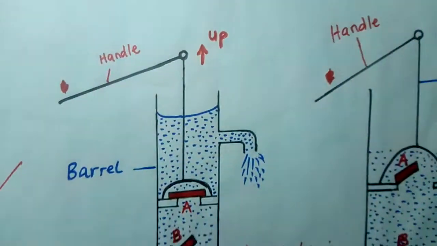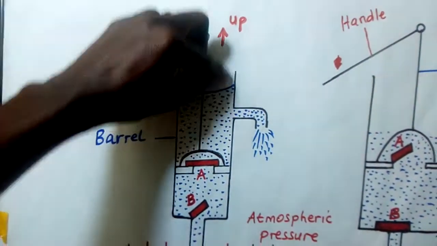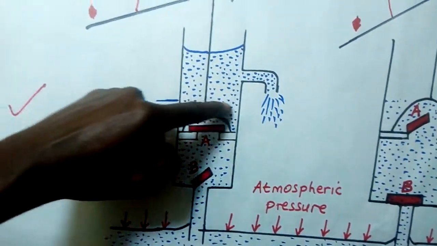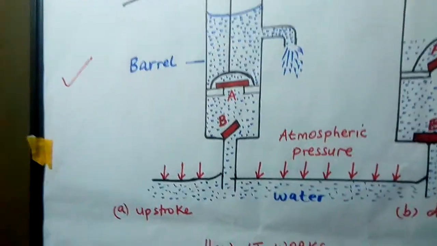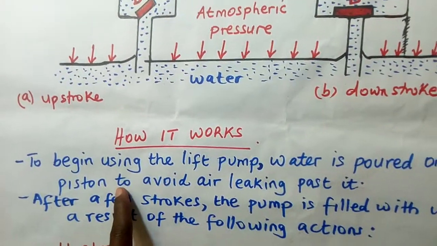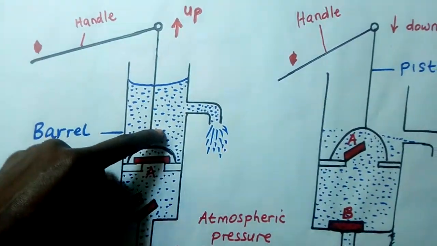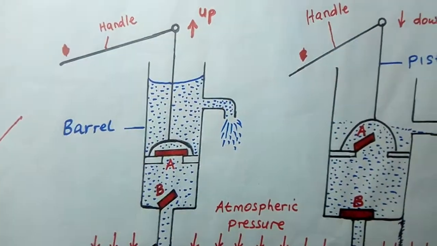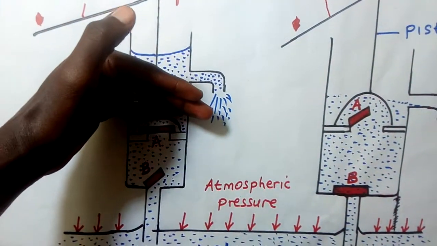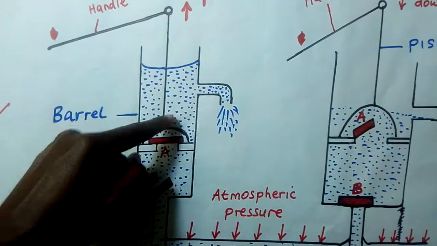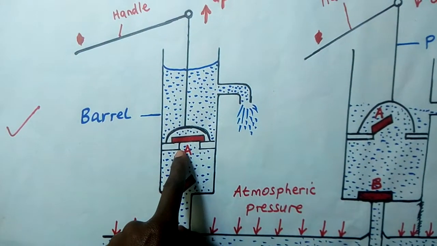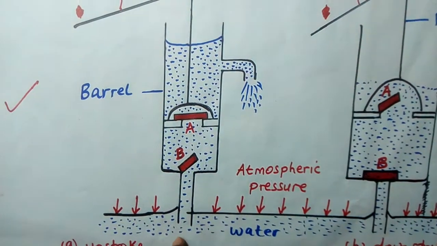Before you lifted this during the upstroke, before the piston went up, there was already some little water on top here. This is the water we are saying that before you begin using the lift pump, some water is poured on top of the piston. So as you lift this one up, the pressure inside the barrel, but below the piston, reduces. And when it reduces, the atmospheric pressure becomes greater than the pressure inside. It presses this, then this water enters.